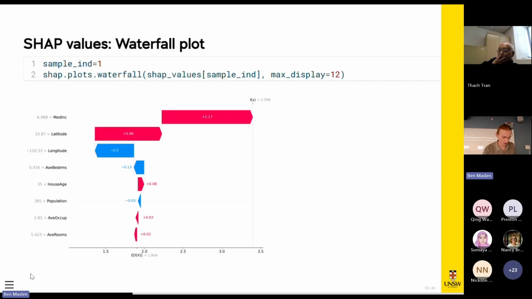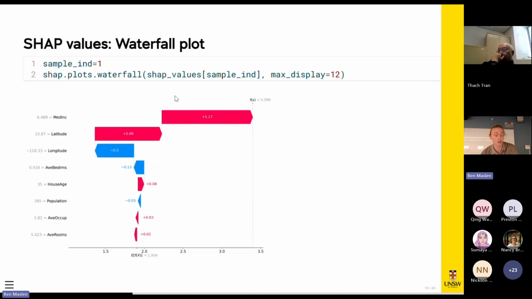So the average number of rooms in houses in this particular block is 5.4, and that increases our prediction by 0.02. The average number of occupants is 2.81. That's positive. That's going to increase our predicted house price by 0.03. The total number of people in the block is 385. That reduces our prediction. The house age increases it. Average number of bedrooms decreases it.